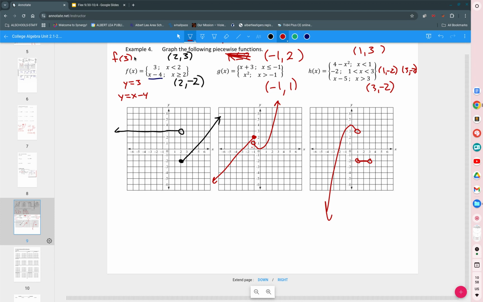So I plot 3, negative 2, which is already right here, and then I head on up with a slope of 1. And that's the piecewise function.